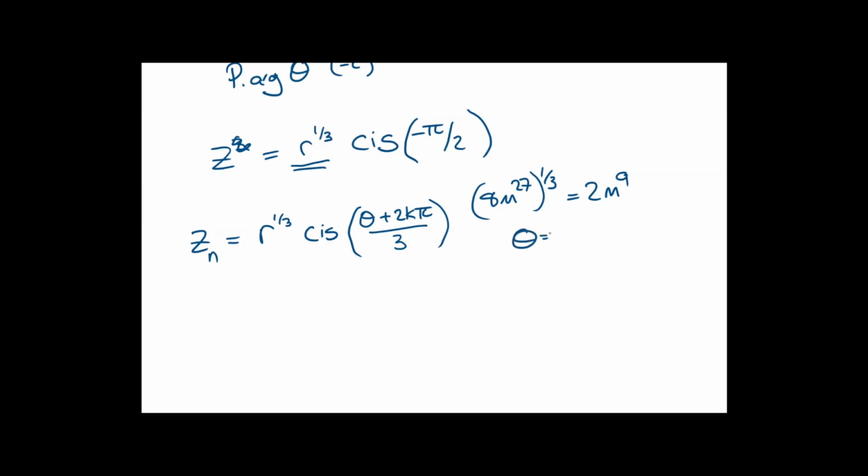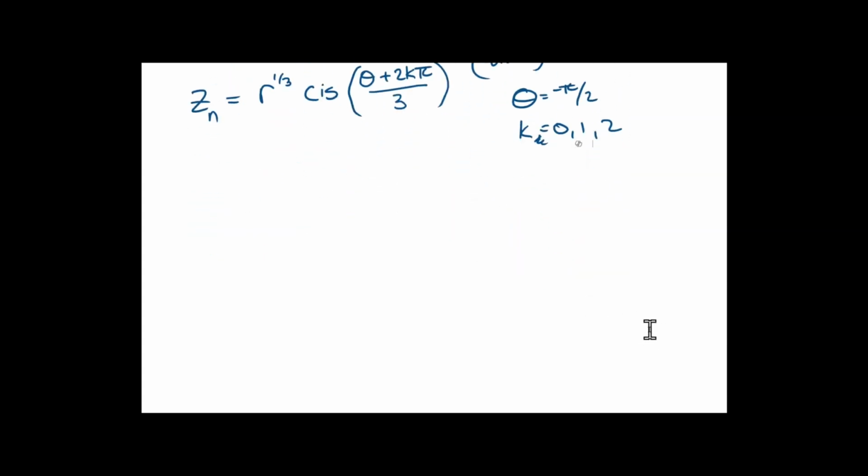Pi is the principal argument, so it's going to be pi over 2 in this case. And k is going to be the integer numbers up to but not including n, so k is going to equal 0, 1, and 2. There's 3 ways. So it's just an iterative process now.